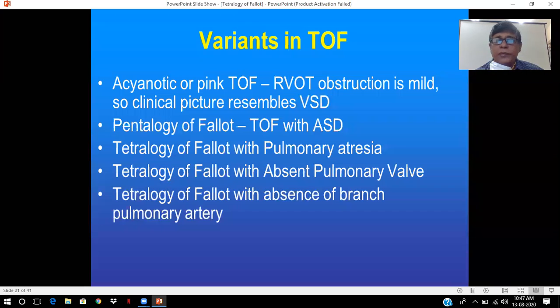Pentalogy of Fallot, where there can be associated ASD; tetralogy of Fallot with pulmonary atresia; tetralogy with absent pulmonary valve with absence of branch pulmonary arteries. All these other congenital anomalies of the heart can be associated with tetralogy of Fallot.